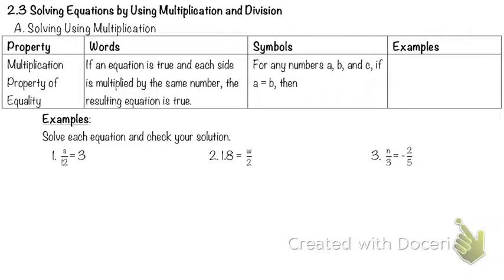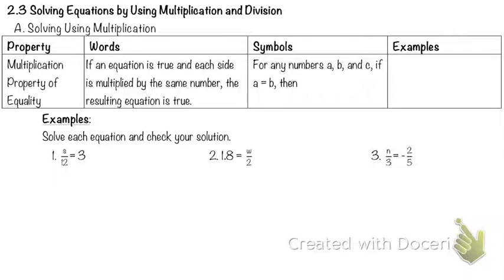SWBA students will be able to solve equations by multiplying and dividing. So that's what we're going to work on today. You might remember how we had an addition property of equality and a subtraction property of equality, saying if we had an equation that was true and we added or subtracted the same thing to both sides, it stayed true. Well, our multiplication property of equality is the same idea, but with multiplication, okay?